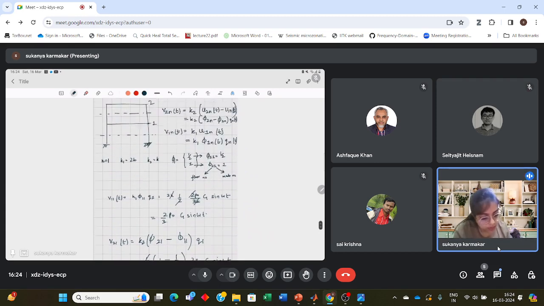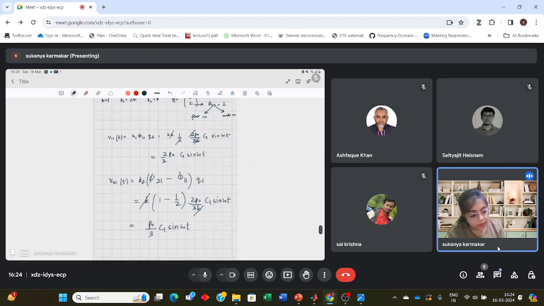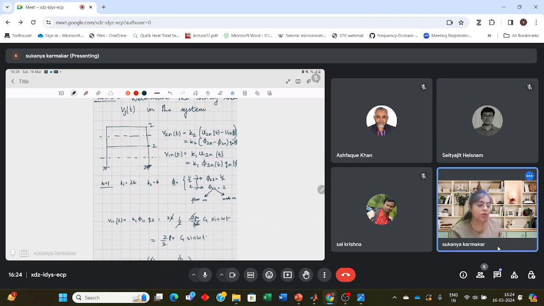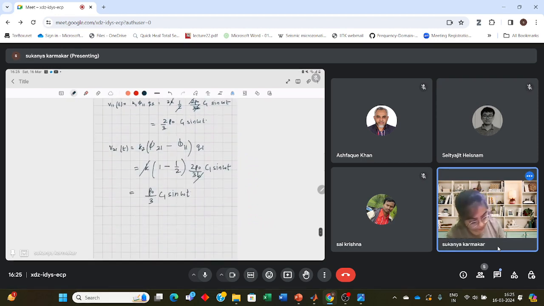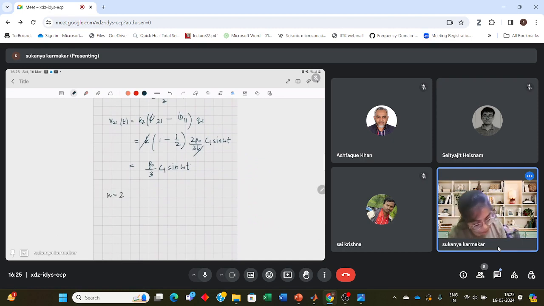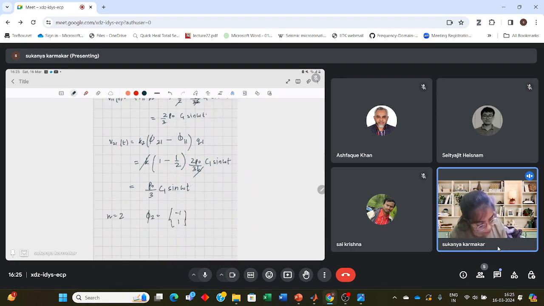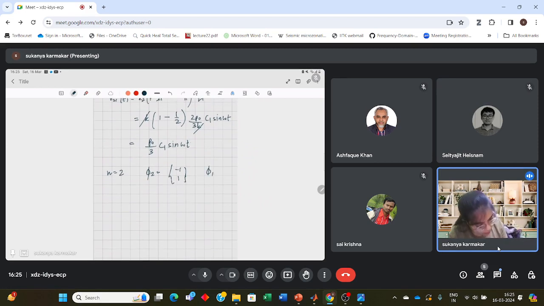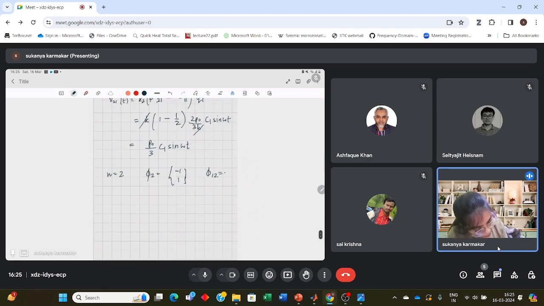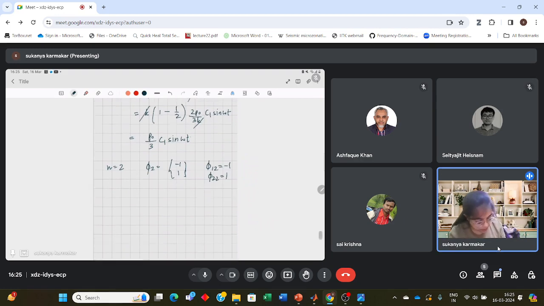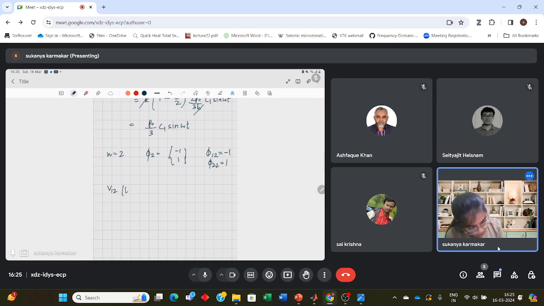Similarly, you can calculate using this same expression. We just now did it for n equal to 1, that is for the first mode. You can do it for the second mode, n equal to 2. So when n is equal to 2, phi 2 is minus 1 and 1. First I write the floor number, so phi 1,2 is minus 1. Phi 2,2 is 1. And if you repeat the same procedure, you will get these numbers for V1,2, and V2,2 is minus P naught by 3 C2 sine of omega t.